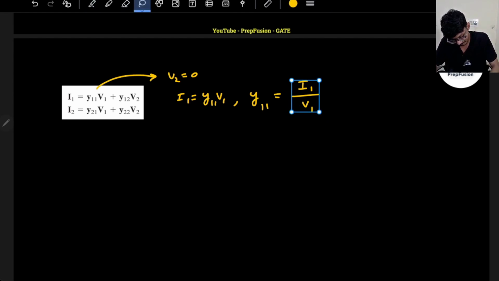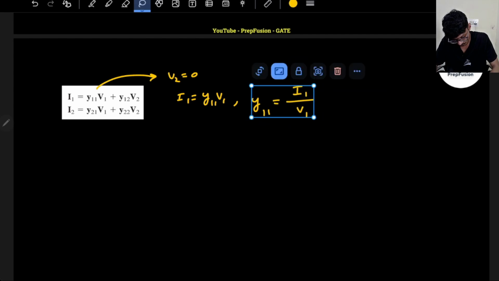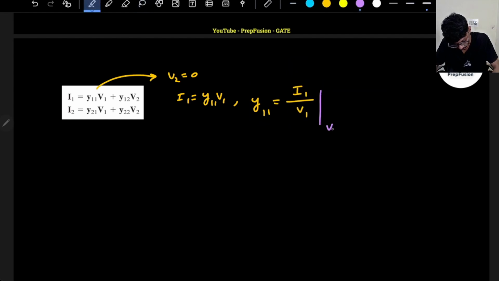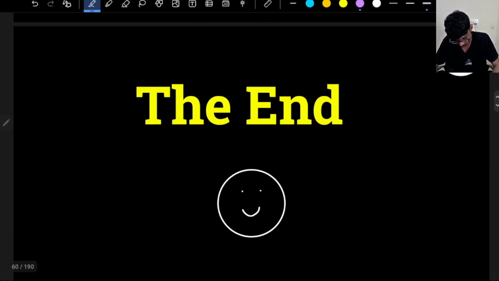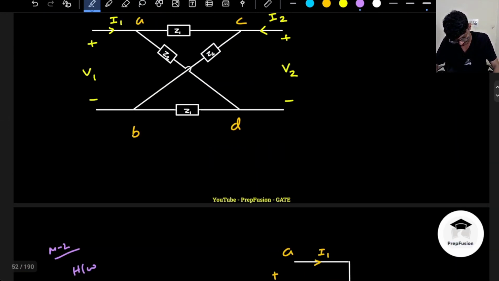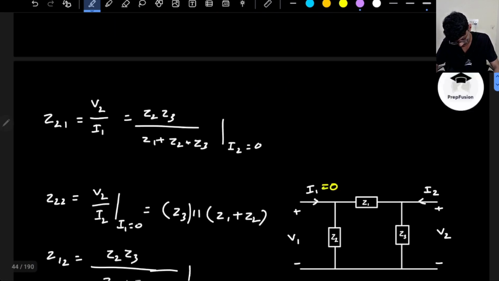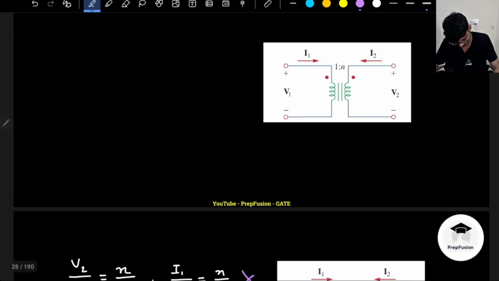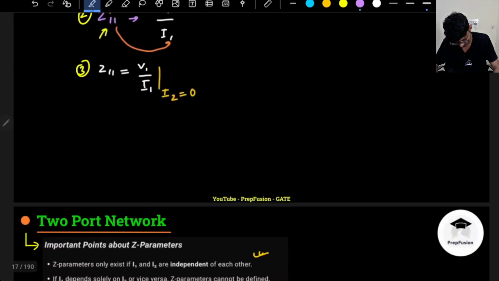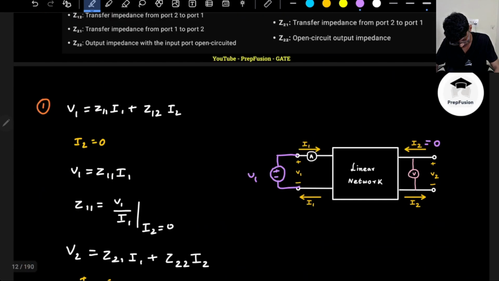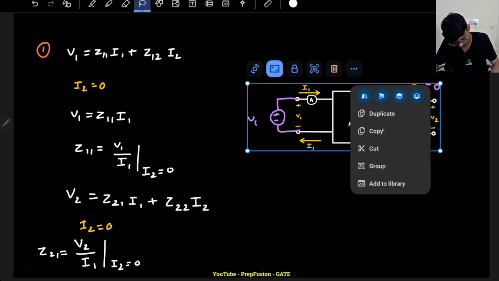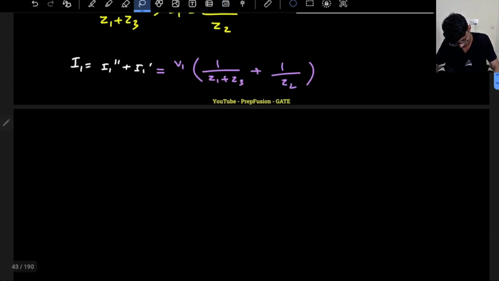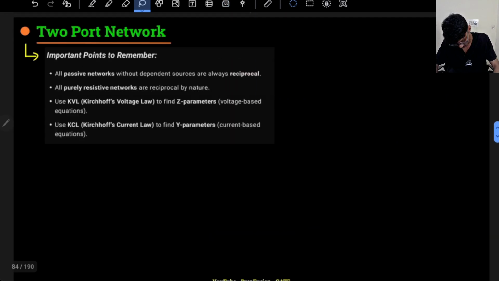So that is what my Y11 will be equal to, at V2 equal to 0. So how do you make V2 equal to 0? If I have two port networks, I need to copy the two port network from the previous lecture, that is way back. Okay, here is the two port network, right? Yeah, this we can copy actually.